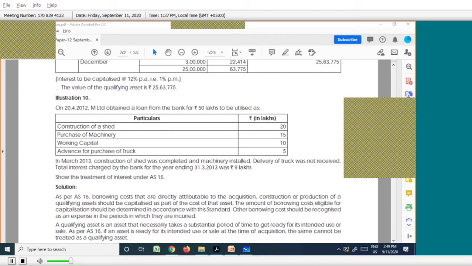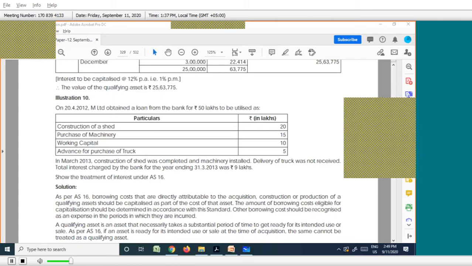Now, before getting into the answer, you have to think. Construction of a shed. I borrowed totally 50 lakhs. Out of the 50 lakhs I am using it for many purposes. Someone has messaged me: general borrowings. Yes, it is correct, general borrowings only.